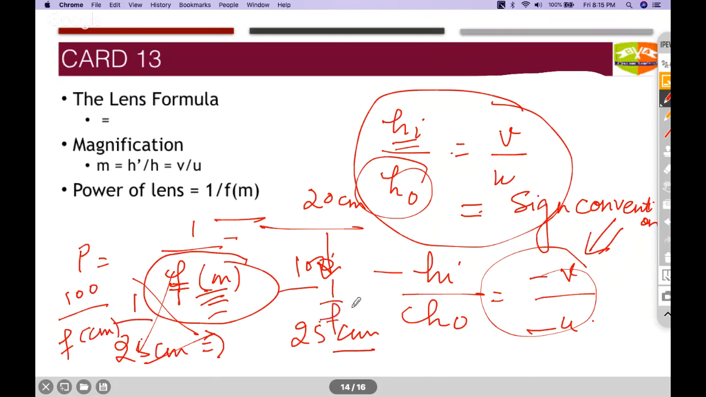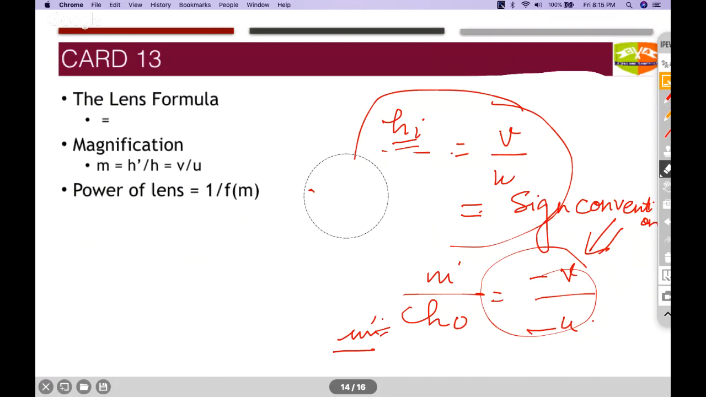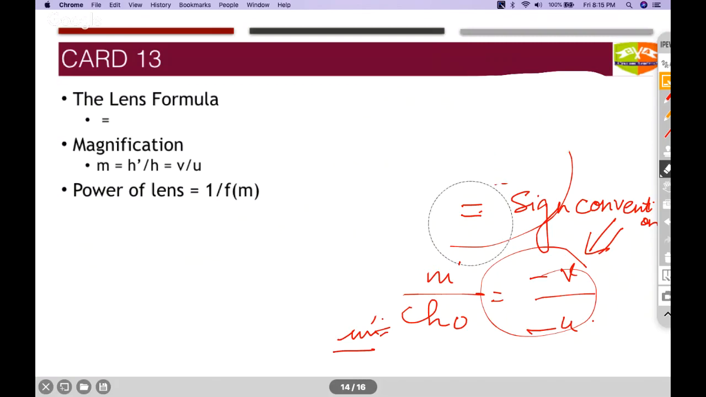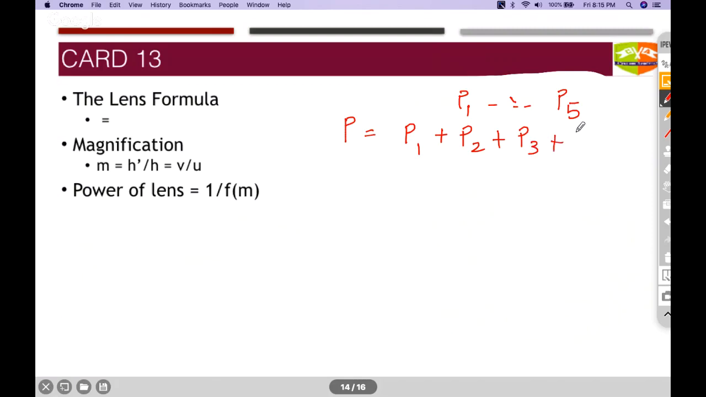or 1 by F in meters. So that's how you solve these kinds of trickier things. They are not difficult, but they are made trickier by changing the unit over here. Now what happens if different lenses are kept over here? So power would be added. So if 5 lenses are there and powers are P1 to P5, power of all the lenses combined would be P1 plus P2 plus P3 plus P4 plus P5. So this is what the formula is.